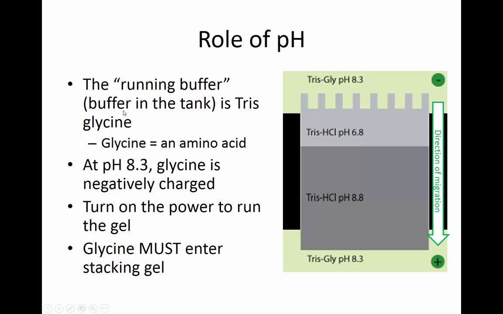The running buffer in the tank is tris-glycine. Glycine, as I said, is an amino acid. At pH 8.3, glycine is negatively charged. So when you turn on the power to run the gel, glycine from the buffer must enter the stacking gel because it's negatively charged. We're going from negative to positive here, so a negatively charged molecule is going to want to go in the direction towards the positive charge, down towards the bottom of the gel.